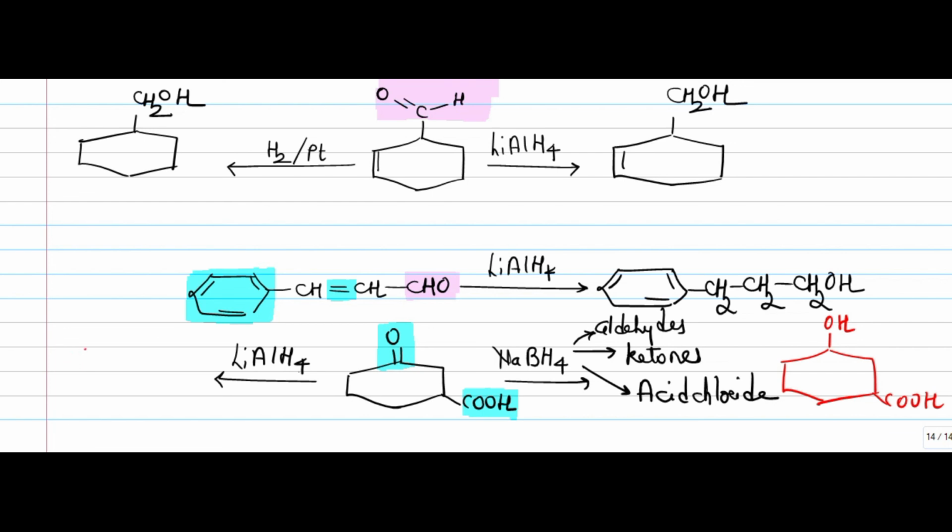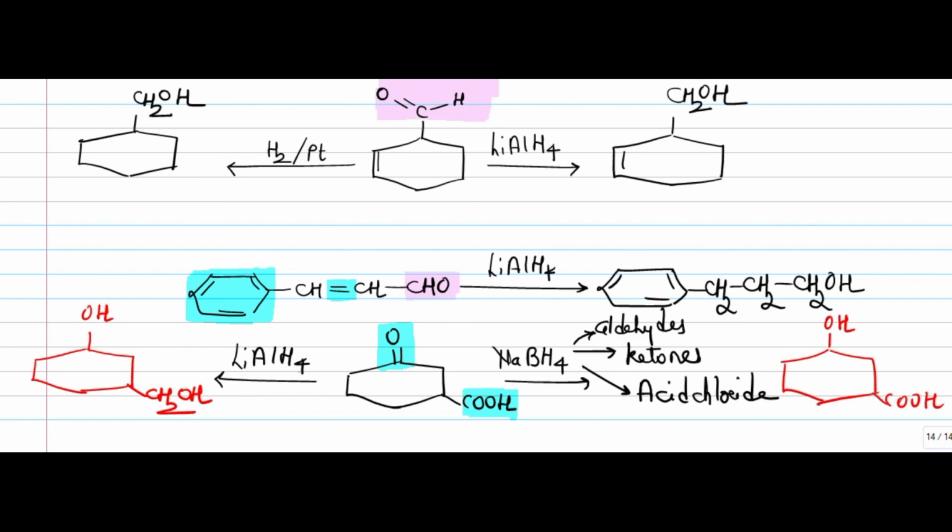On the other hand, lithium aluminum hydride can reduce all of them, right? Acid chlorides, acids, esters, they all get reduced with lithium aluminum hydride. So this is OH and this becomes CH2OH. So this is a little bit about the selectivity which you should remember. I have taken some very specific examples to show you the selectivity of different reducing agents, right?